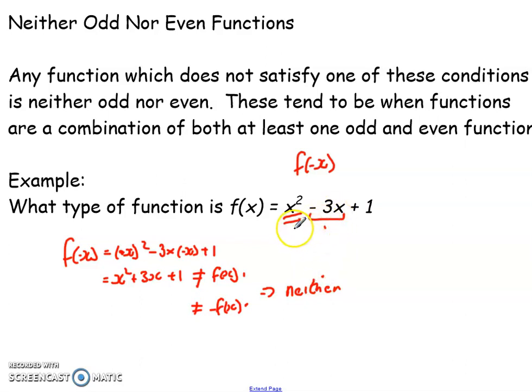So there's actually a little trick. If you're looking at it and you notice that and it asks you what type of function it is, you should know in your head it's neither odd nor even. It's then just a case of proving it by starting with f of negative x and realizing it doesn't satisfy either of the conditions we want.